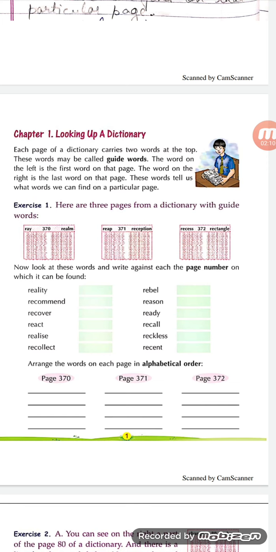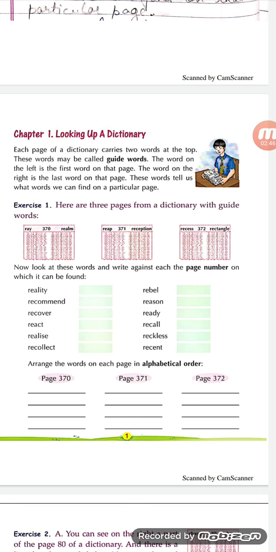Likewise, we will check on which page number the next word, recommend, lies. By checking each letter of the word recommend and finding out that it lies between the guide words of which page number, we will find that it lies on page number 372. Likewise, we will be finding on which page number the remaining words lie.